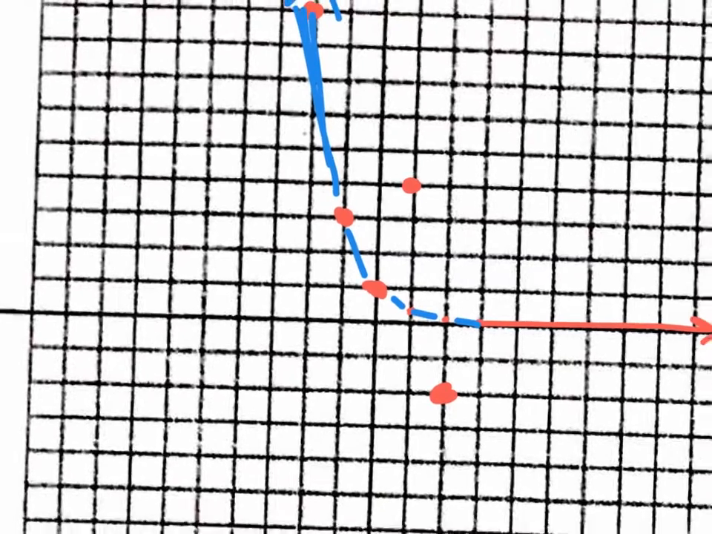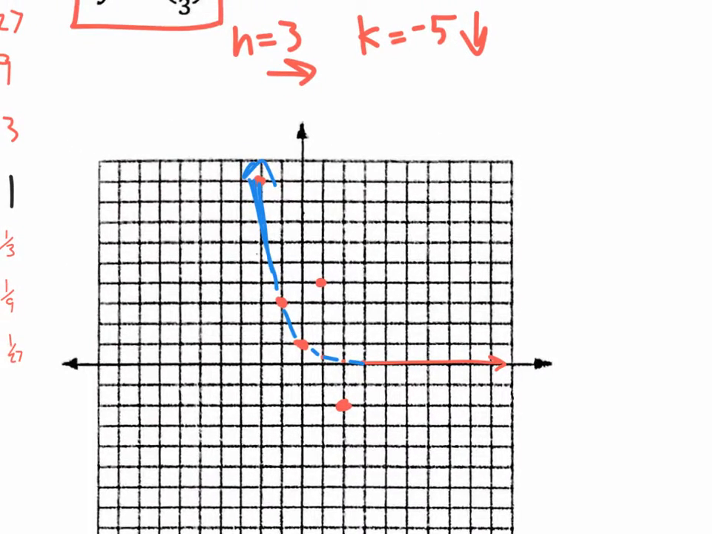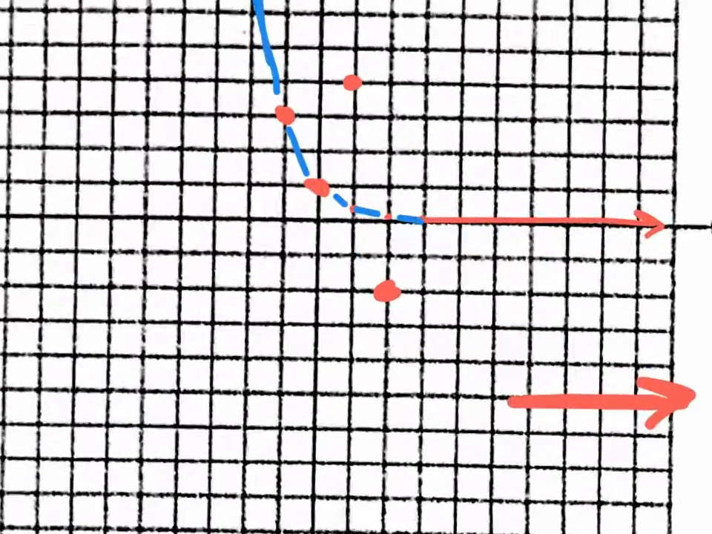Now I'm honestly getting a little confused with all these red dots. So what I like to do to help me out visually is to do the k shift with my asymptote. I know it's infinitely approaching the x-axis here, but I know I need to move it 5 down. If I move this asymptote 1, 2, 3, 4, 5 down, it'll help me visually see my shift of 5 down. So again, 3 to the right and 5 down.